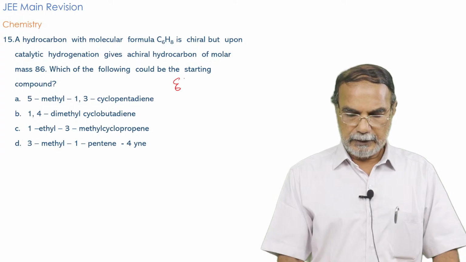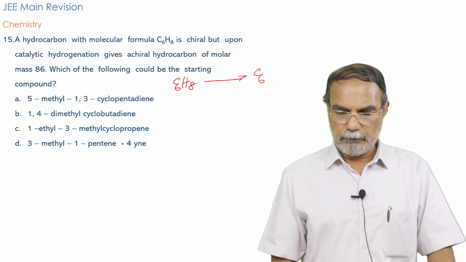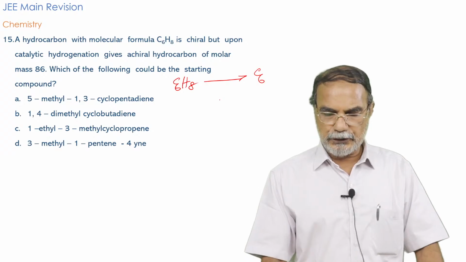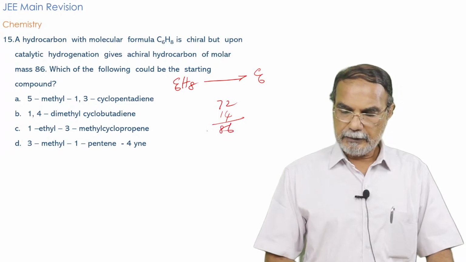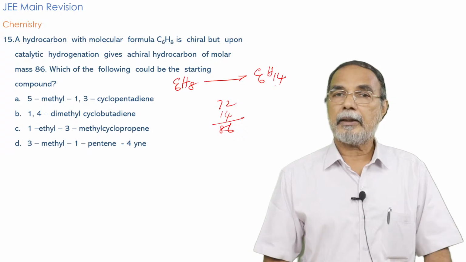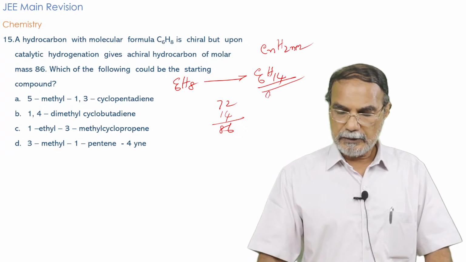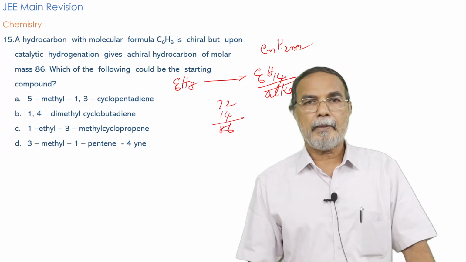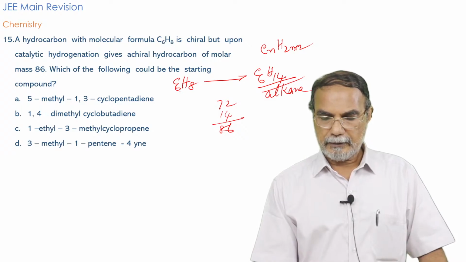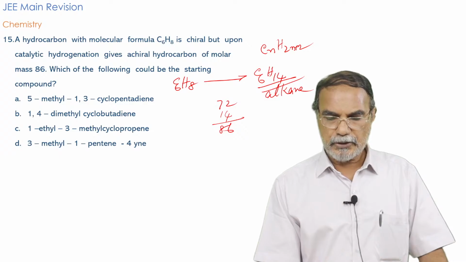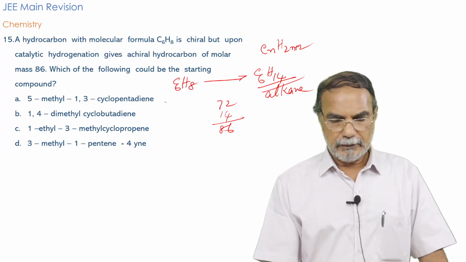So C6H8 is becoming C6, how much? For molecular mass 86, for 6 carbons, 6 into 12 is 72. So the remaining is hydrogen. You have 14 hydrogens, then only it is 86. That means the molecular formula is C6H14. And it's very simple to note that this formula corresponds to CnH2n plus 2. That means this compound is an alkane. And this compound is 6 hydrogen atoms short of that molecule. 6 hydrogen atoms short means the compound may contain 3 double bonds.